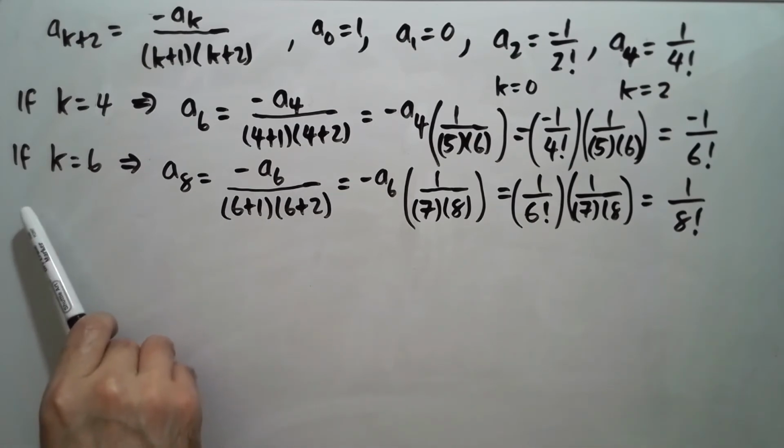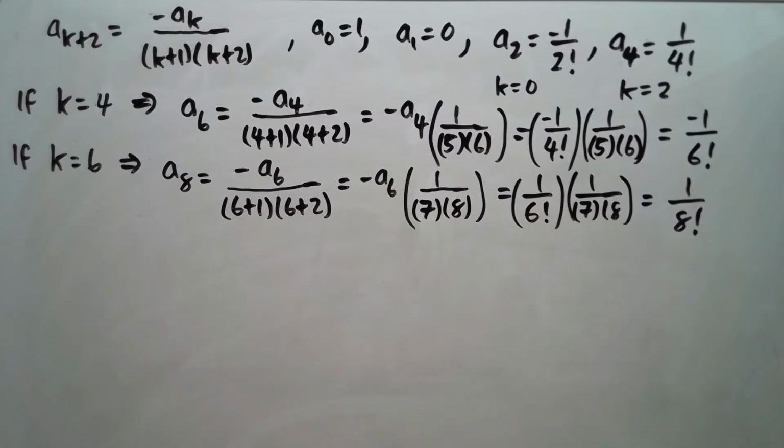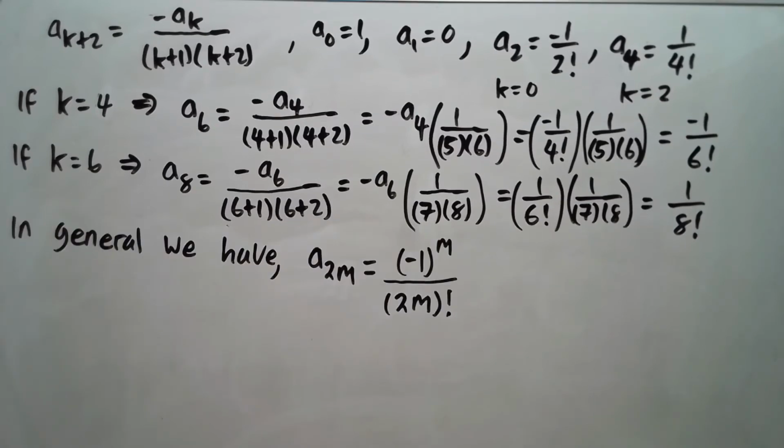Let's try and write the general one right here now. So here's the general one. In general, I claim that a sub 2m will equal negative 1 to the m over 2m factorial. So that should describe the pattern that we're seeing here. So let's just check when m is 1, we should end up with this one. Let's see. So let's note that.